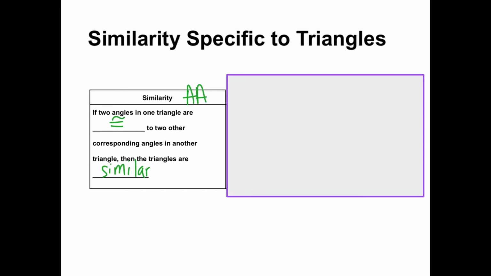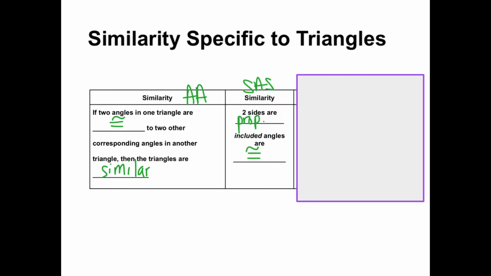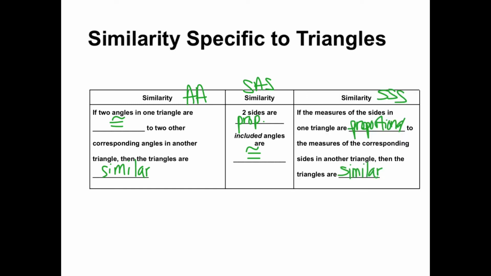So if two angles in one triangle are congruent to two other corresponding angles in another triangle, then the triangles are similar. We also have side-angle-side similarity. So if two sides are proportional and the included angles are congruent, then the triangles are similar by side-angle-side. And last, the side-side-side similarity, which says if the measures of the sides in one triangle are all proportional to the measures of the corresponding sides in another triangle, then the triangles are similar.